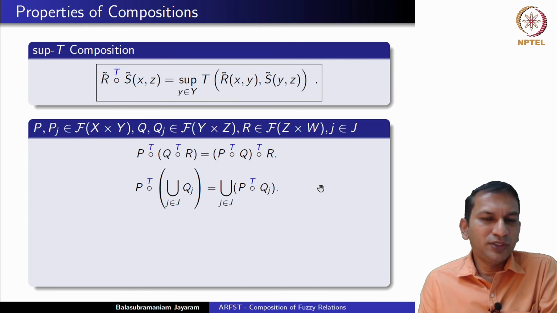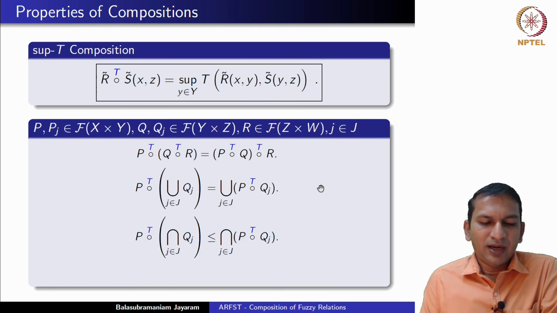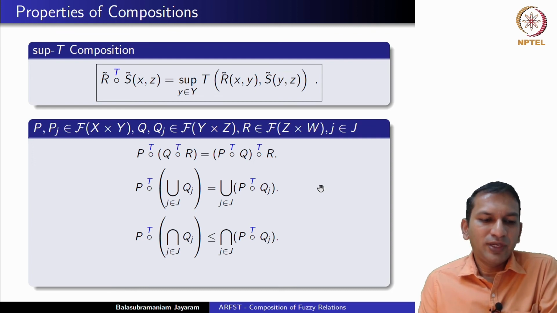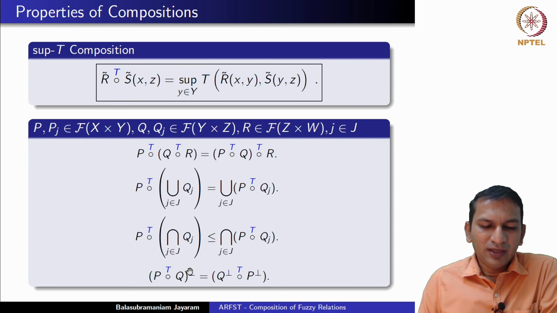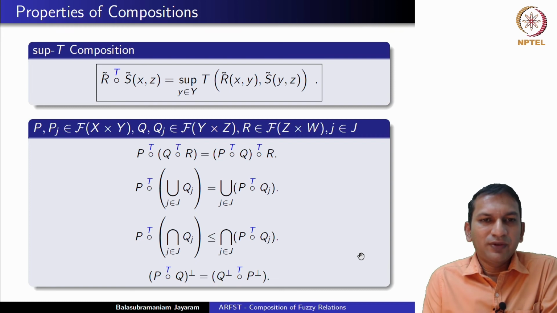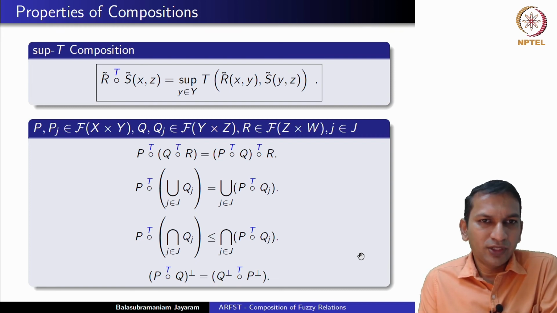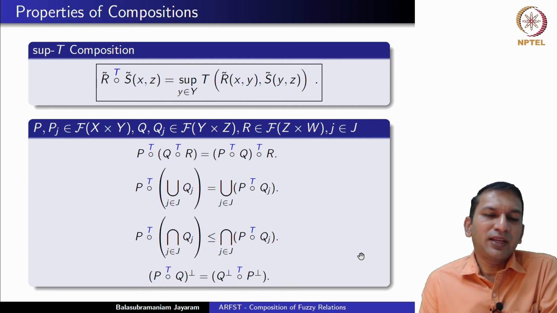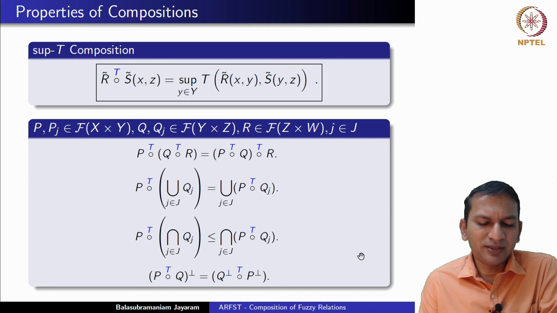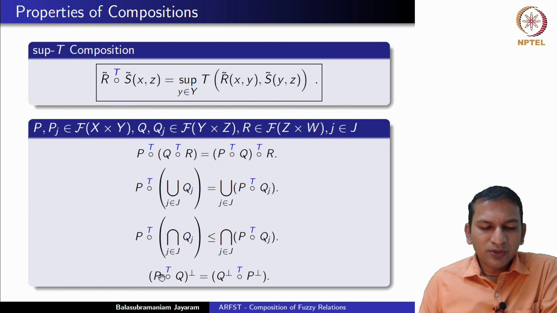We see that the composition distributes over union, and in the case of intersection, we actually get some kind of subadditivity here. This final equality should also be interesting, where the symbol denotes transposition. So if you have a relation P from X cross Y to [0, 1], the transpose of it is from Y cross X to [0, 1]. Essentially, we are transposing the corresponding relational matrix. So it says that with respect to the sup-T composition, (P circle Q) transpose is nothing but Q transpose composed with P transpose.